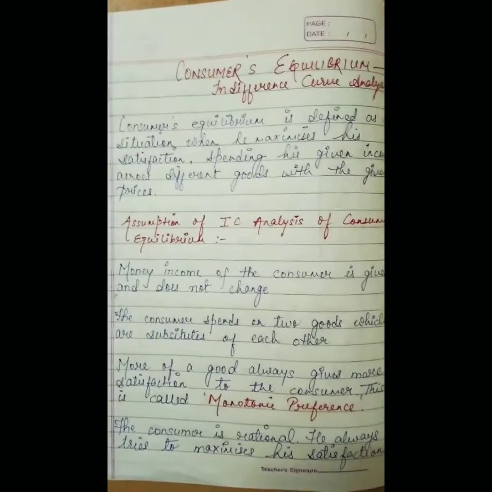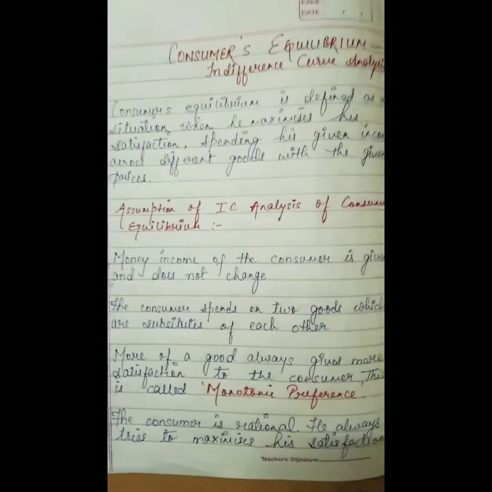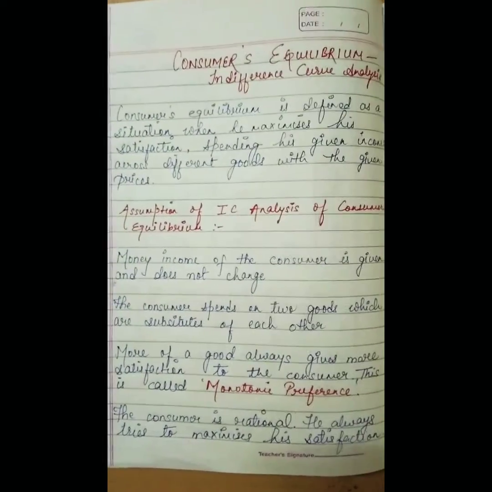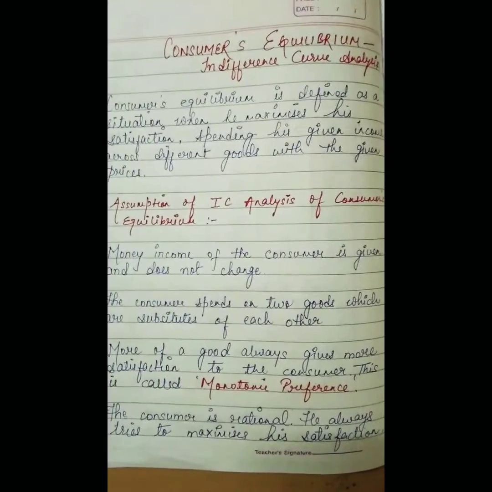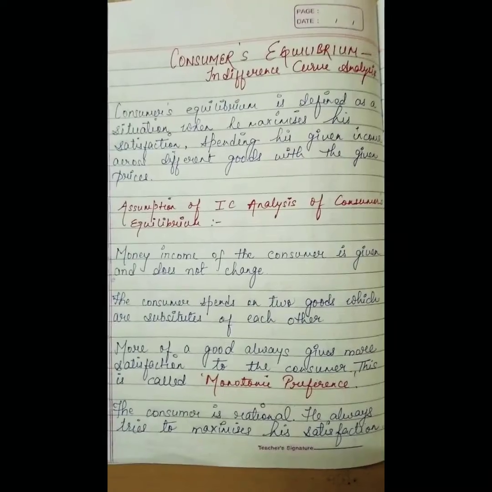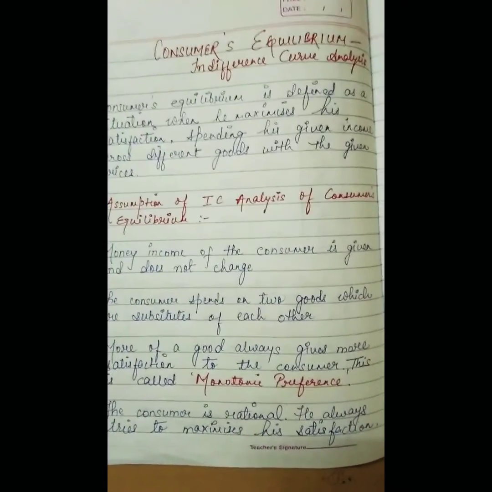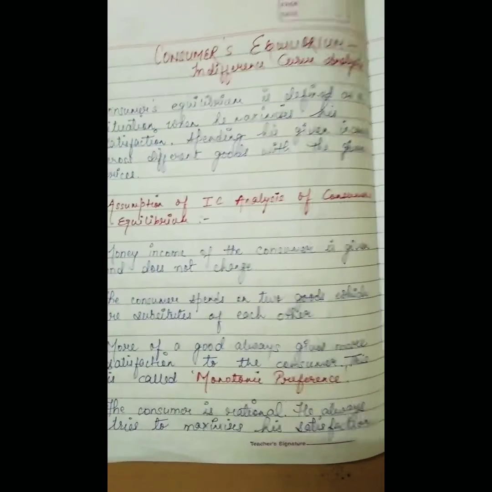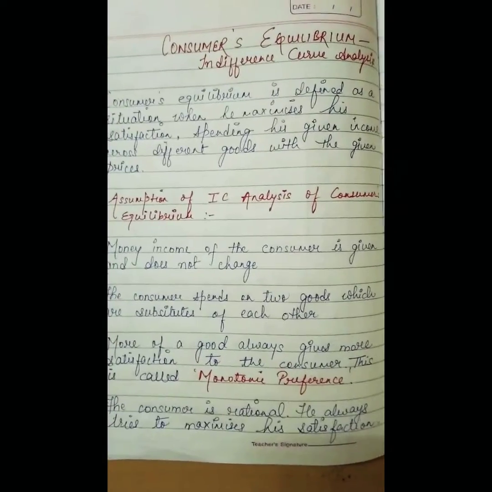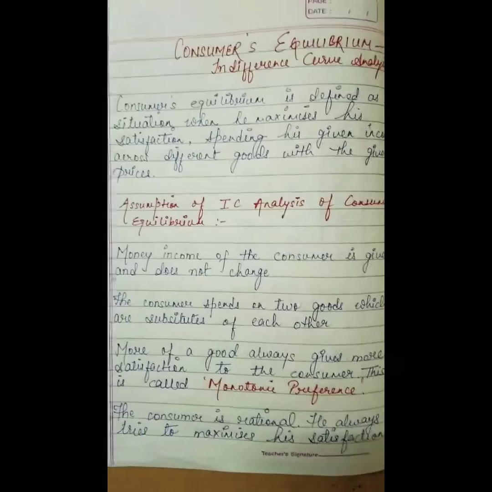Now what are the assumptions? Money income of the consumer should not change. The consumer spends on two goods which are substitutes of each other. That means they are substitutes of each other. But earlier we have studied it was not the case. There was no substitute and all such words. In indifference curve analysis you find the new word, substitute of each other, which is very important, students. Keep it in mind. Then monotonic preference means more of goods always give more satisfaction to the consumer. And here the consumer is rational. He will always try to maximize his satisfaction.